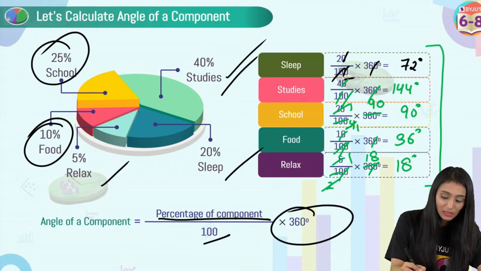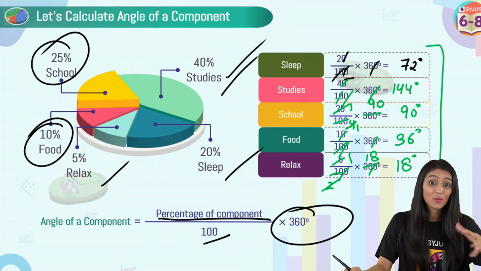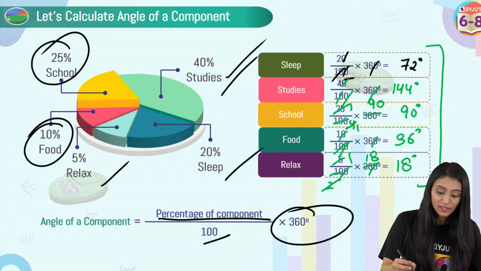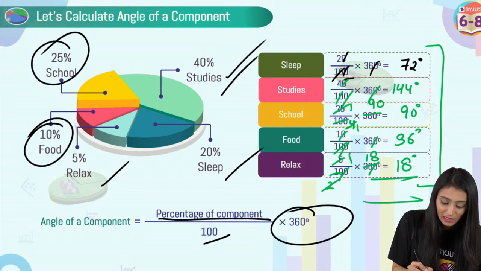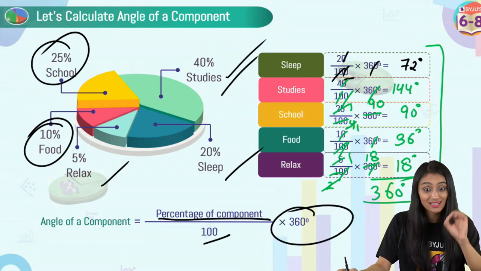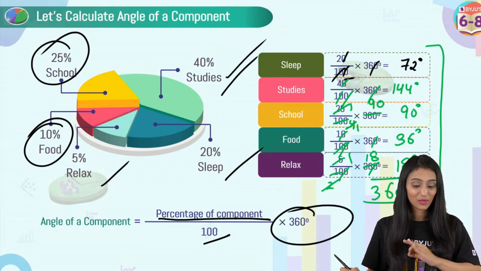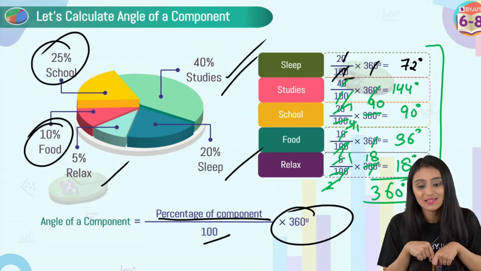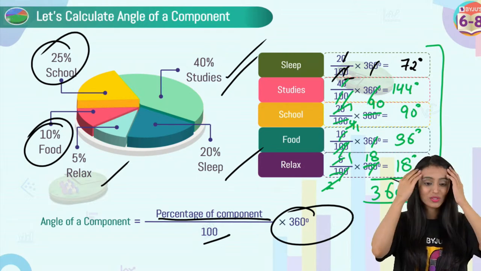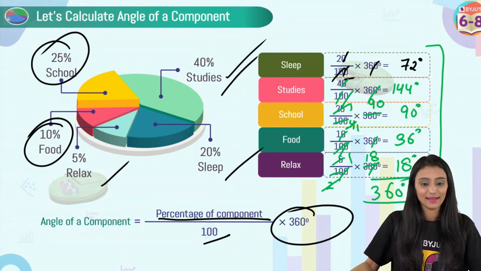Now, if you add up all these, what will you get? This is a way to check your answer, to verify your answer. This total is going to be equal to 360 degree at the end. It has to be exactly 360 degree, right? Because all these angles are going to make up a whole circle. Right, Jyotsna, Vedika. I hope everybody's understood this. Ichha, Palak.